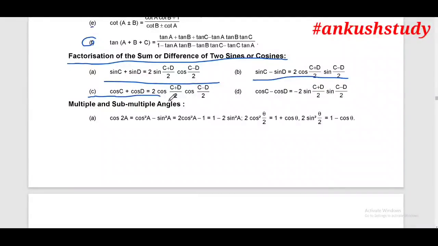The C1 is cos C plus cos D is equal to 2 cos((C plus D) upon 2) into cos((C minus D) upon 2). Okay, and the fourth one is cos C minus cos D is equal to minus 2 sin((C plus D) upon 2) into sin((C minus D) upon 2).